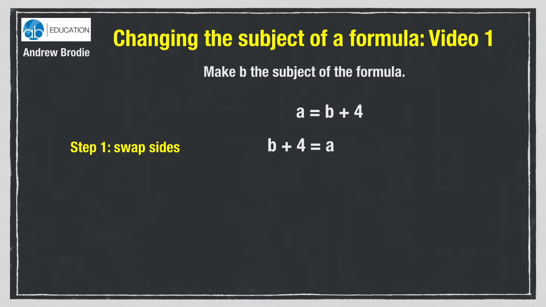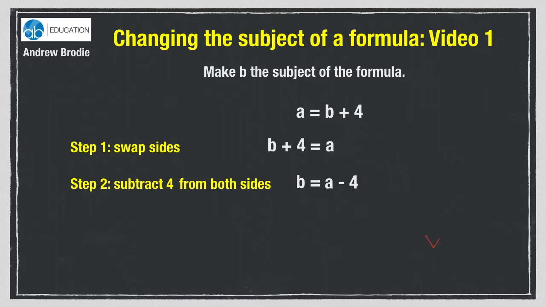Now we want B to be totally on its own, so we need to get rid of the plus 4. We do this by subtracting 4. On the left, we've now got just B because we've subtracted 4. But to keep the equation balanced, we have to subtract 4 from the right-hand side as well. On the right-hand side, we had A, and now we've got A minus 4. And that's the job done because B is now the subject of the formula.